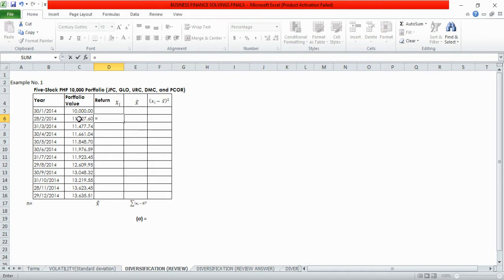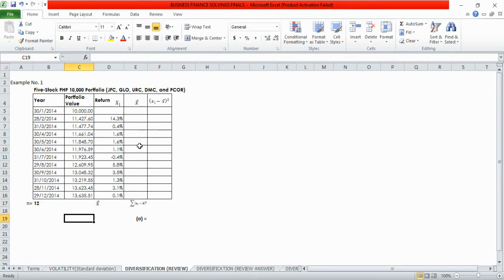So we have here the current year minus previous year over or divided by the previous year. So you have this answer and just drag it. That's how useful your Excel is. And how many values or data points do we have? 2, 4, 6, 8, 10, 12. 12 again. So it's 12.